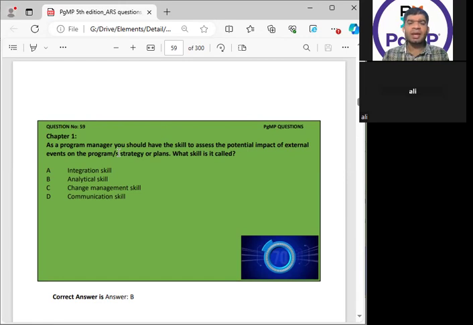60%. Okay. Assessment is an analytical skill, critical thinking. Assess the potential impact: you are forecasting something. This is analytical thinking. To combine something, to unify something is integration skill. To handle the change is change management skill. To communicate better, be an effective communicator, clearly tell things, is communication skills. To provide servant leadership, to act as a role model, that is leadership skills. That's all.